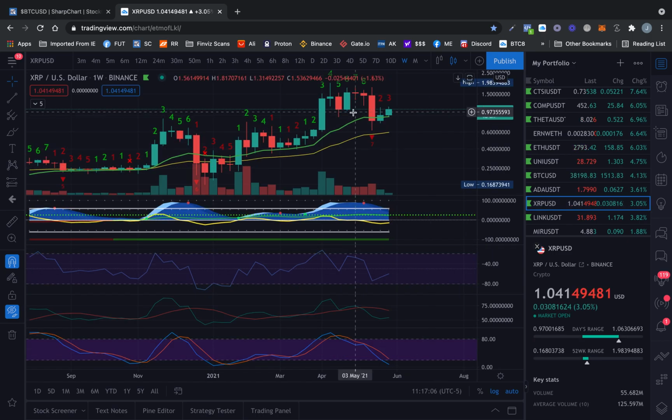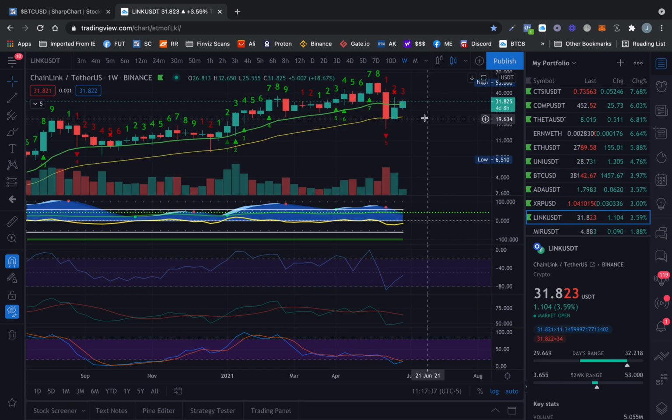XRP, it got weak. It closed below it. Last week, it did close above it, and then now you're retesting it this week. As long as it closes above it, I'd say you might be pushing back up to test these previous highs, somewhere around $1.60. Could even push up to $2. Who knows? If we get that news on the lawsuit with the SEC on XRP, you could really take off.